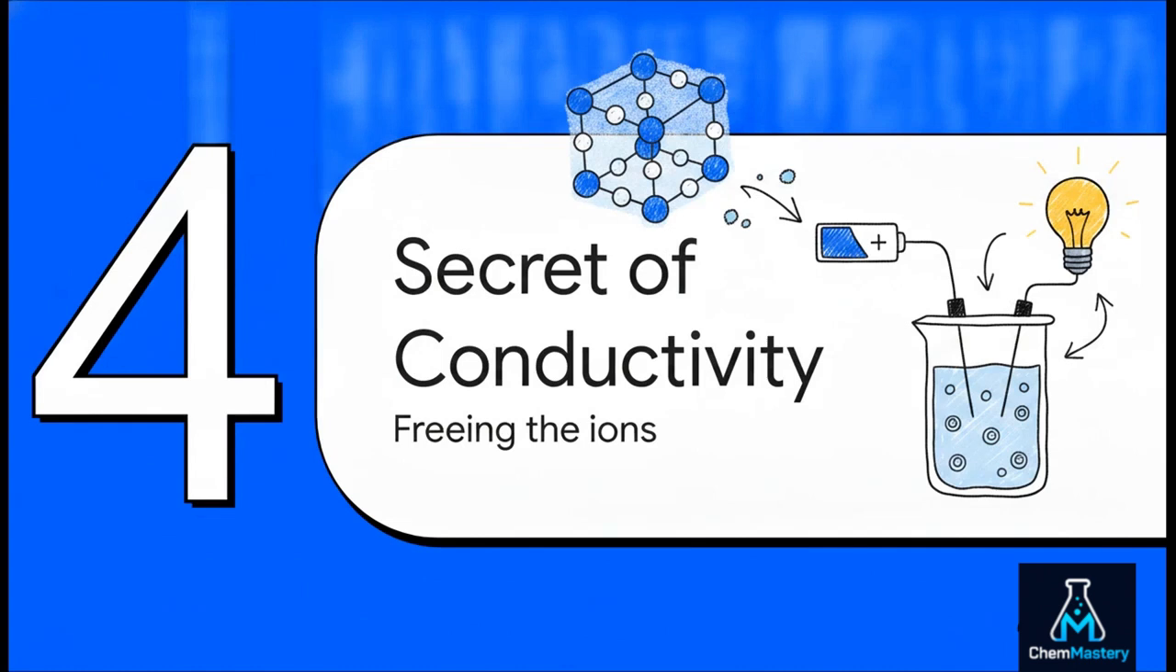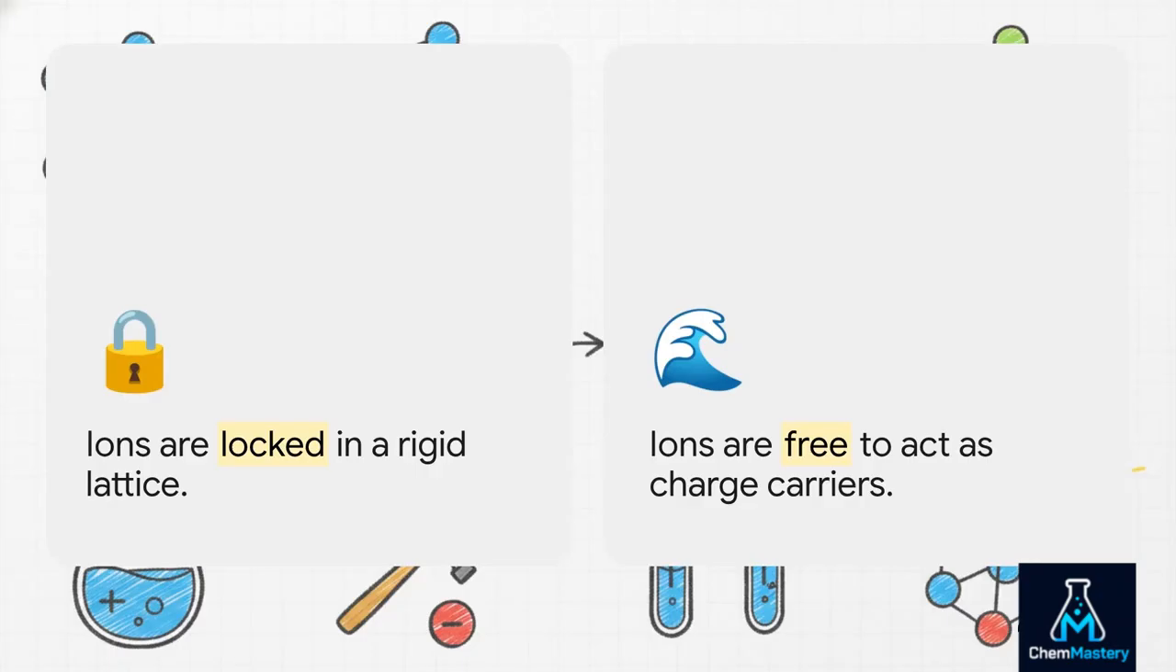Section 4, the secret of conductivity. So here is the answer to our puzzle. For electricity to flow, you absolutely need charged particles that are free to move. In a solid state, as we just saw, those strongly bonded ions are totally trapped. They're locked tightly in a fixed, immovable position in the lattice, and they simply cannot move to carry the electrical charge. That is exactly why the solid salt did nothing.